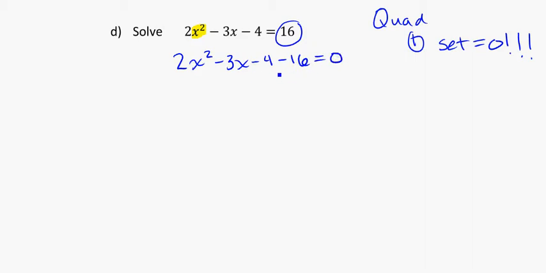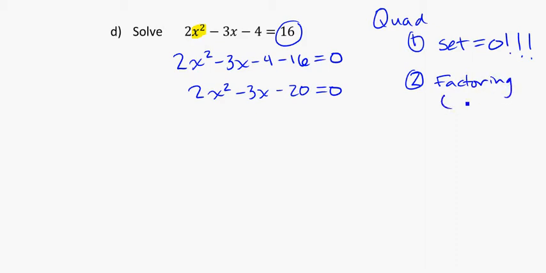And now I'll simplify these like terms. Minus 4 and minus 16 will give me minus 20. So 2x squared minus 3x minus 20 is equal to 0. So first step complete. We have it set equal to 0. Now that we've got that done, we can think about factoring this.